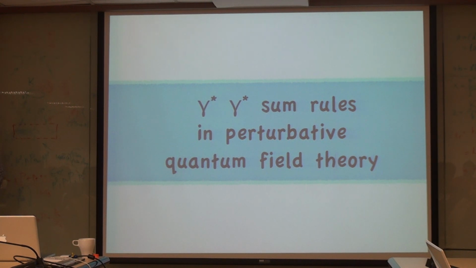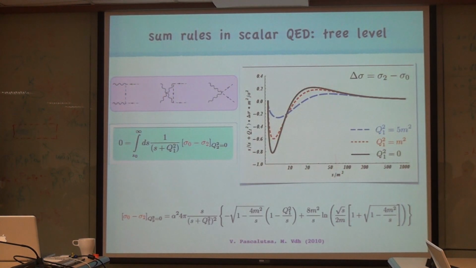So, okay, I will show you one example here. How can you verify these sum rules? First of all, in perturbative quantum field theory. This is a general relation, so it should come out of any quantum field theory, before we apply it to data. The simplest one is really just scalar QED. I'll just show you this one example here.